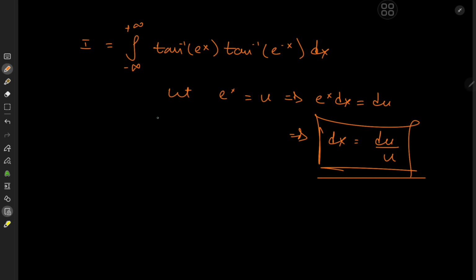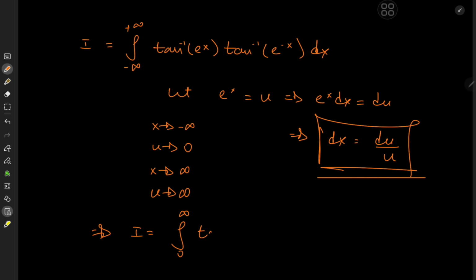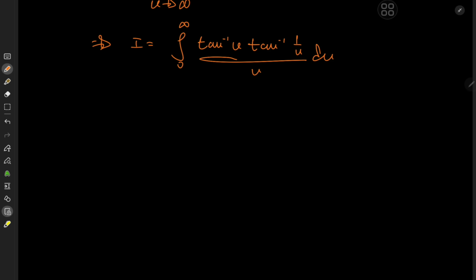Okay, cool. And now what about the limits? As x approaches negative infinity, u approaches 0, and as x approaches infinity, u will also approach infinity. So this implies that the target integral is now the integral from 0 to infinity of arctangent u times arctangent 1 over u du. That does not seem all that better, but arctangents are really interesting.